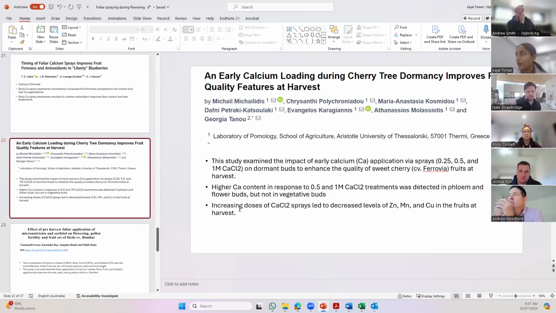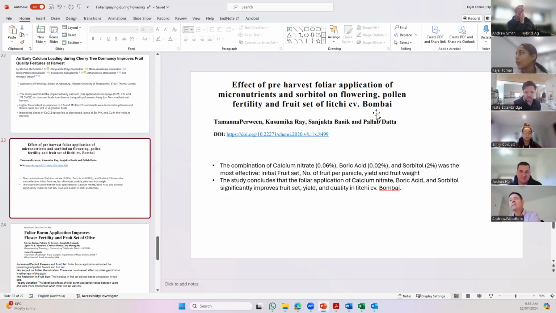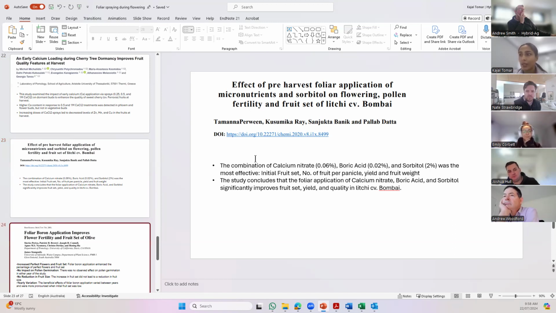This is the response of flower buds. What they said was quite interesting: higher calcium content was detected in phloem and flower buds, and not in vegetative buds, through that application of cal chloride. Then we've got the micronutrients. This was done in lychee in India, a combination of cal nitrate, boric acid, and sorbitol. It affected the initial fruit set, number of fruit, yield and fruit weight as well.